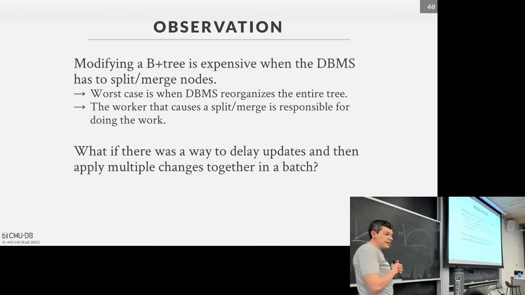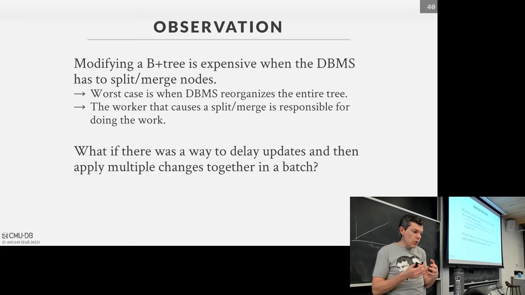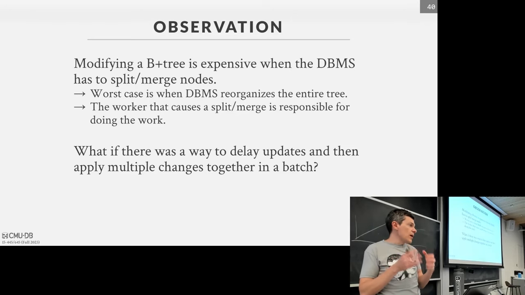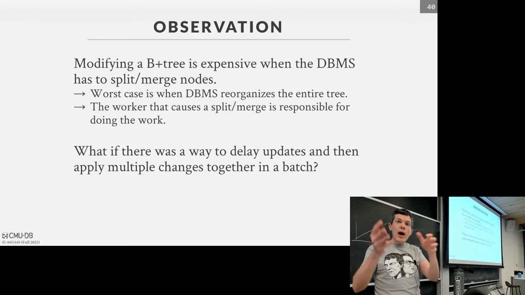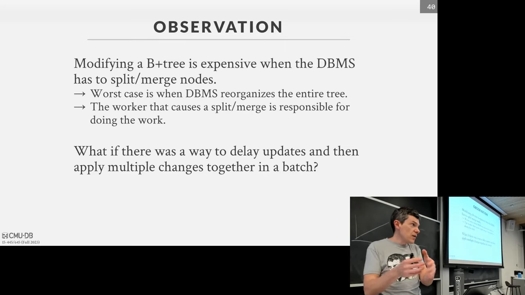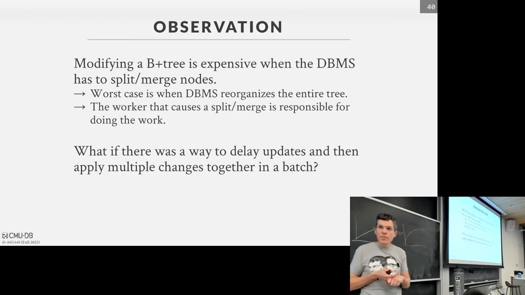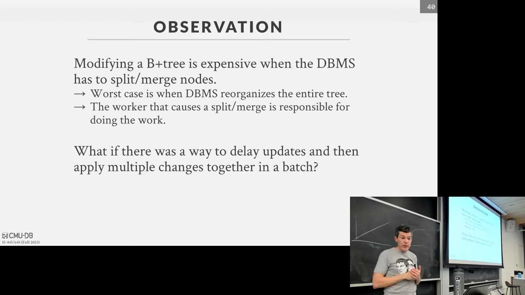And so ideally what we'd want is a way to delay the updates to the data structure so that we can accumulate them. Then at some later point when we have enough, we say, okay, let me go ahead and apply all my changes in a batch. Yes, I may have to reorganize things, but I'm doing it all at once. I can amortize the cost of making those changes. And now your writes could potentially be faster because you don't have to worry about splitting every time you insert something new.